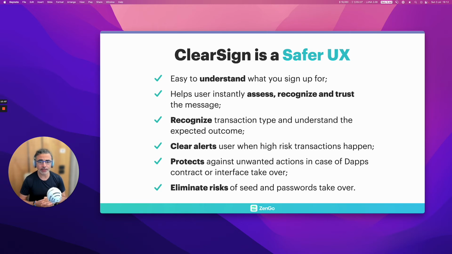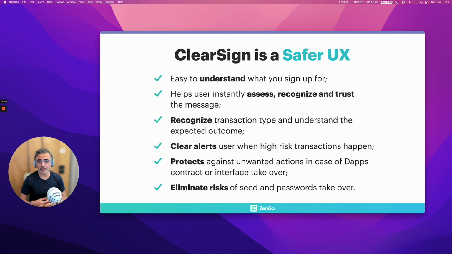So to summarize, ClearSign is a safer user experience. It's easy to understand what you sign up for. You don't have any more gibberish to read through or to decode. You can instantly recognize and trust the message, right? Without having to do multiple types of verification and compare messages with the original and things like that, and read the instructions provided by the application, etc.